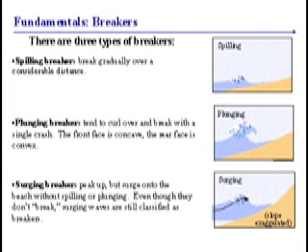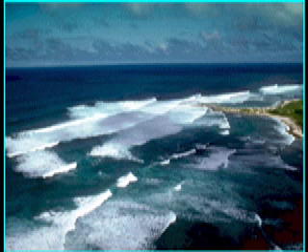Surf breaks are classified into 3 types: spilling breaks, plunging breaks, and surging breaks. Spilling breaks break gradually over considerable distances. Plunging breaks tend to curl over and break with a single crash. Surging breaks peak up but surge onto the beach without spilling or plunging. Even though they don't break, surging waves are still classified as breakers.